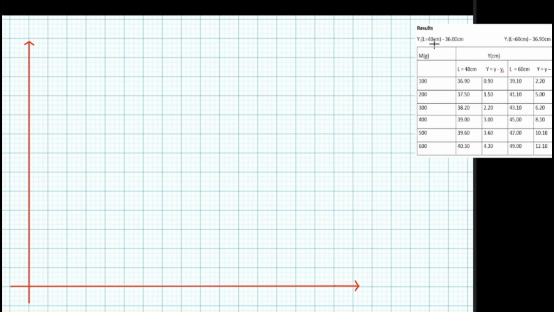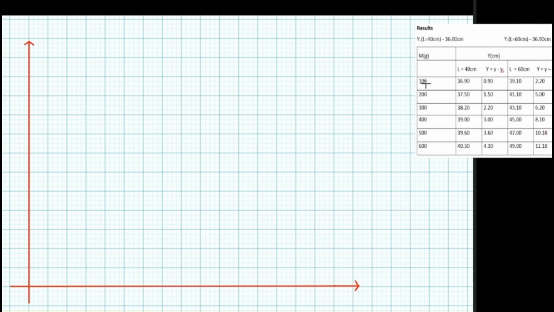Now on this table of values here we have the initial displacement, that's when the G clamp was placed at the 40 cm mark. The initial displacement you have on the meter rule is 36 cm. Here we have 36.9 cm when the G clamp was placed on the 60 cm mark. For these two positions, no masses were added. Alright, now this is where we now have the masses to be added to the setup.